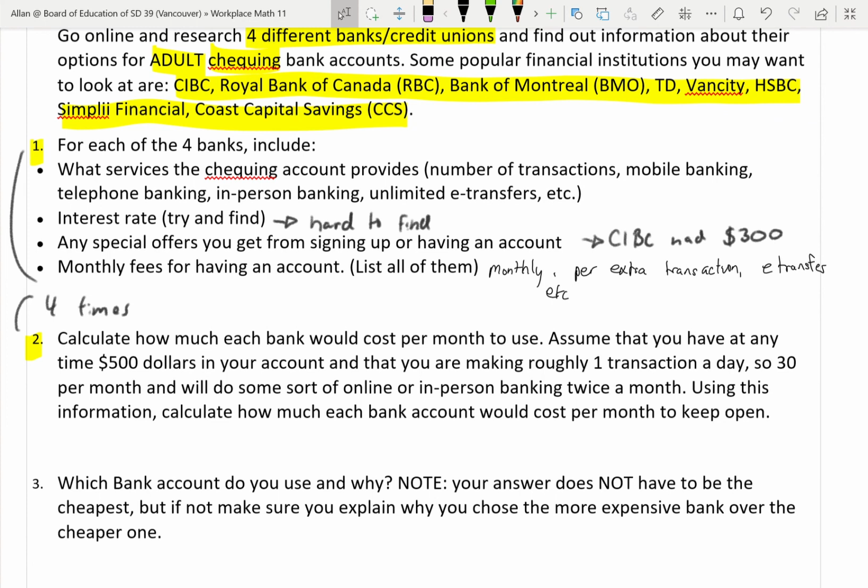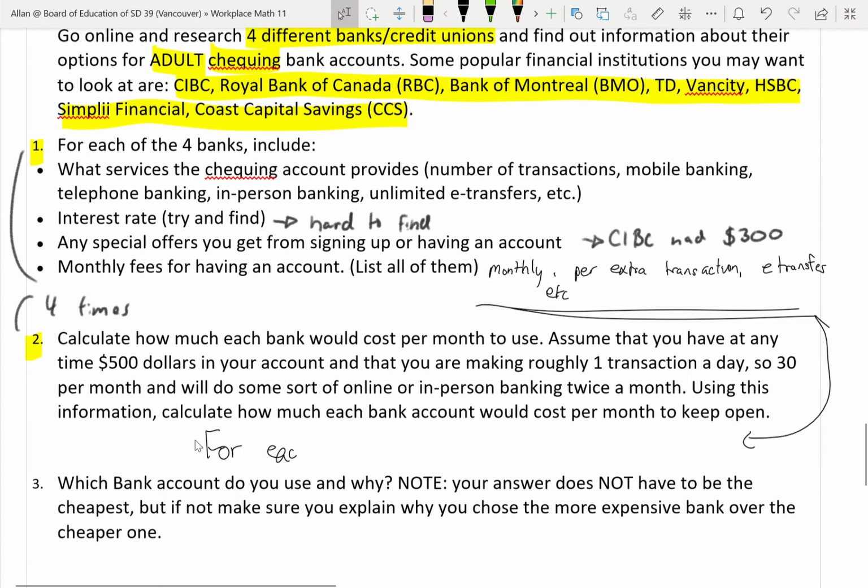Next up, you're going to calculate how much each bank would cost per month to use. Assume that you have $500 at any time in your account. Your parents gave you $500 and you just have it in kind of like a savings or a rainy day fund in your checking account. You're going to make roughly one transaction a day, like going out and buying lunch or going to the movies once a day. So let's use 30 per month. And you'll do some sort of online or in-person banking twice a month. This might be cashing your checks from your work, or paying a bill online or in person. Figure out how much it would be to keep this account open. Take all the information from up here, how many fees it charges, and use this to calculate. Do this for each bank.